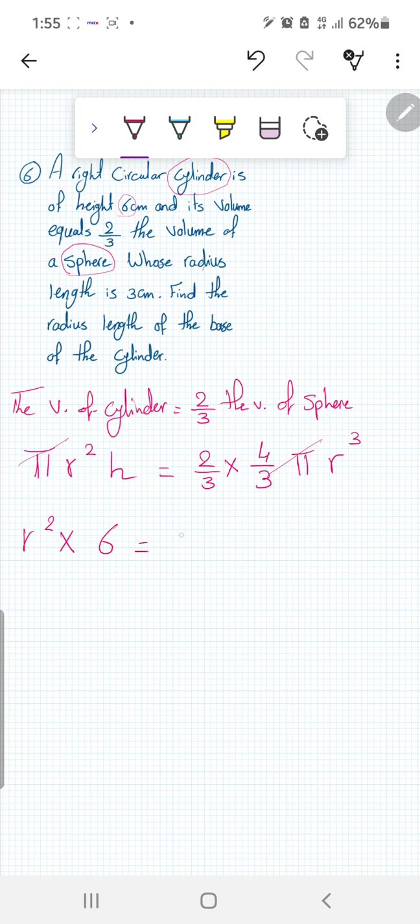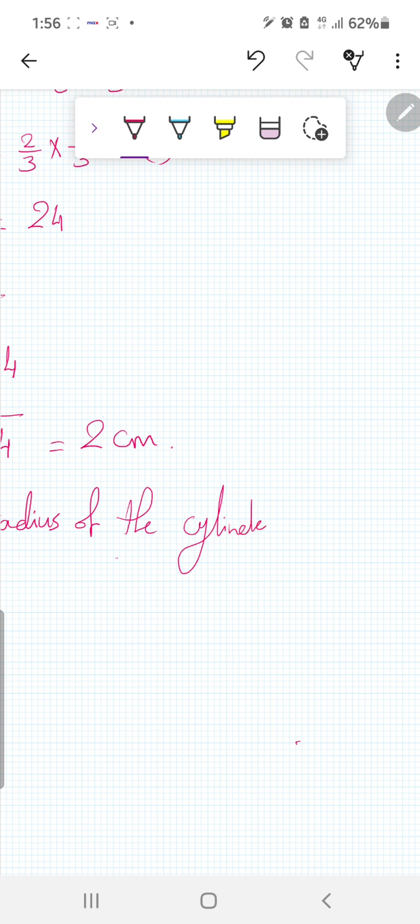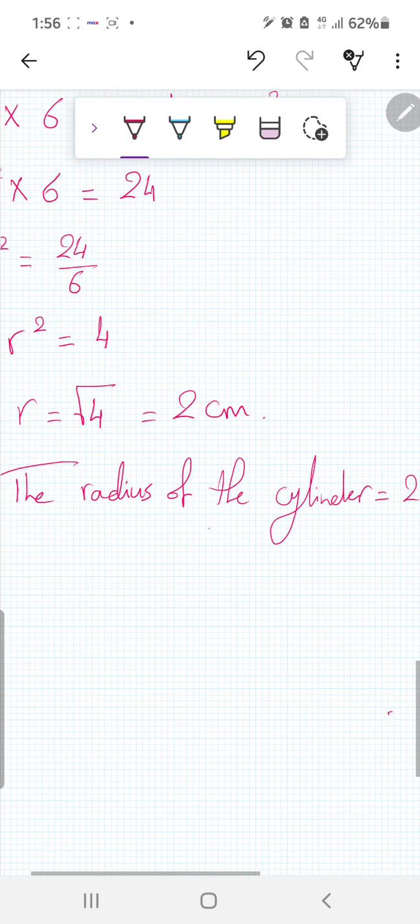Okay, so the radius of the cylinder equals 2 centimeter. Okay, thank you.